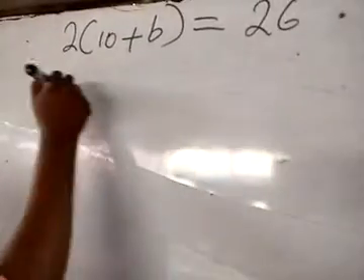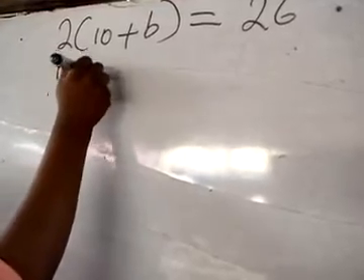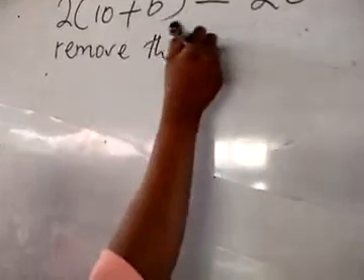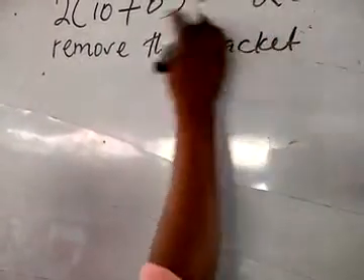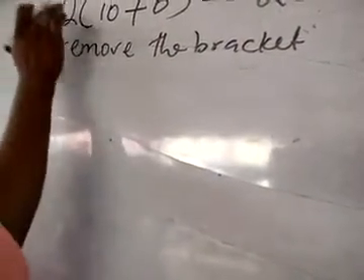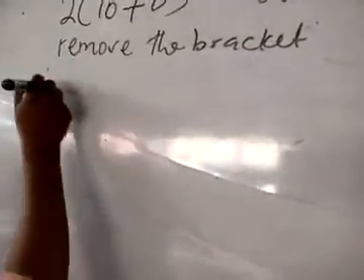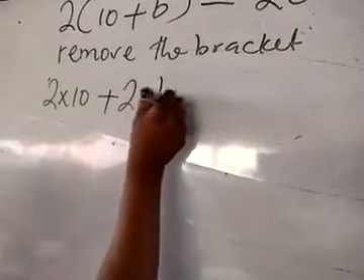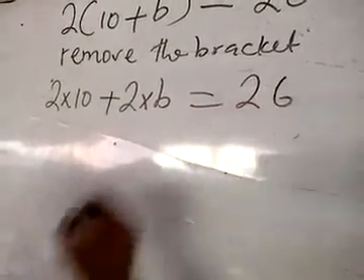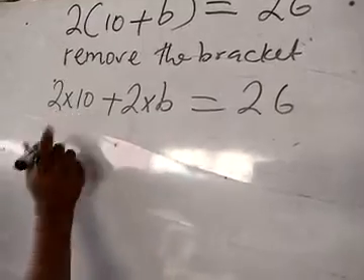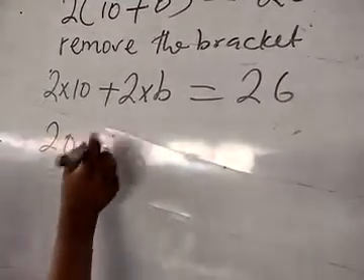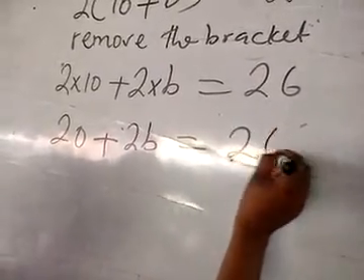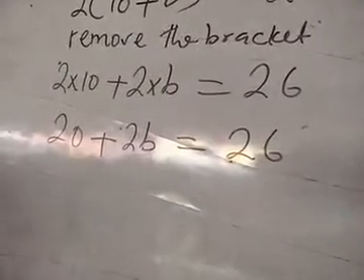Now let's open this bracket, that is to remove the bracket. To remove it, you know that this 2 will multiply everything in this bracket. You have 2 times 10 plus 2 times B, that will be 26. 2 times 10 will give you 20, plus 2 times B is 2B, and that will be 26.